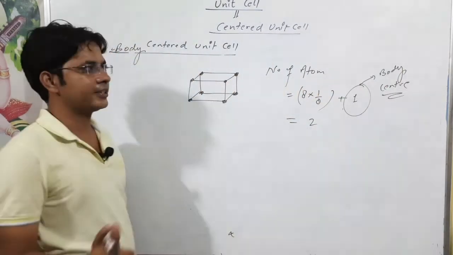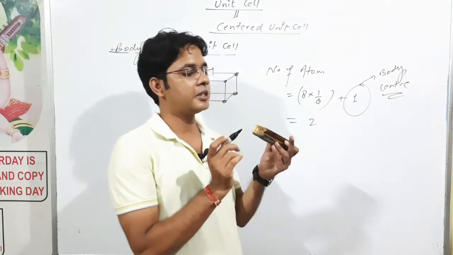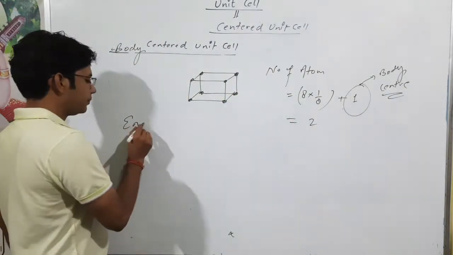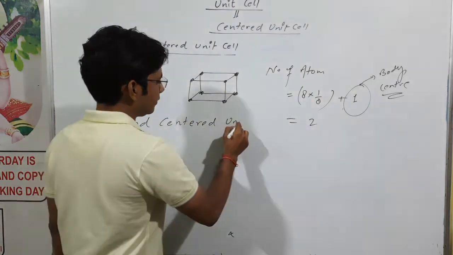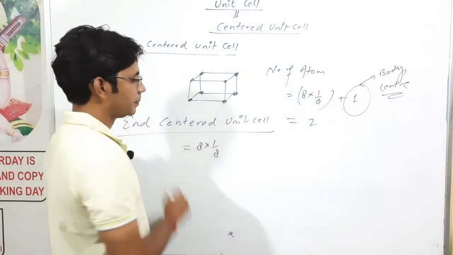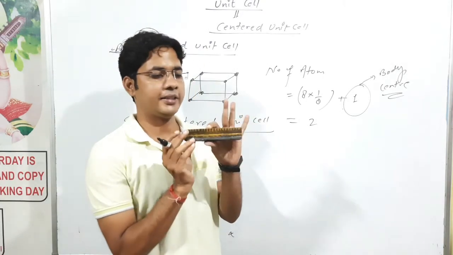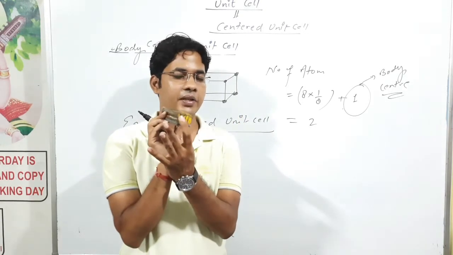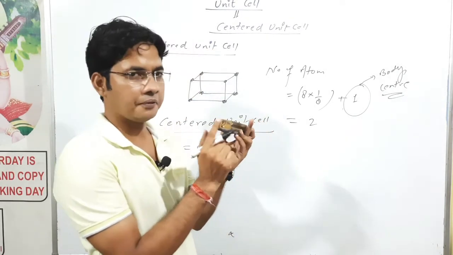There can be other unit cells also, the end centered unit cell. End centered unit cell means the atom is present only at this face as well as this face. Do not write this down, it is just for the numerical only. If we consider the end centered unit cell, how do we calculate the number of atoms? 8 into 1 by 8 is the common part. Now it is the end centered unit cell. This is one end of the unit cell, and this is the second end of the unit cell. If you notice, this is also a face of the unit cell.